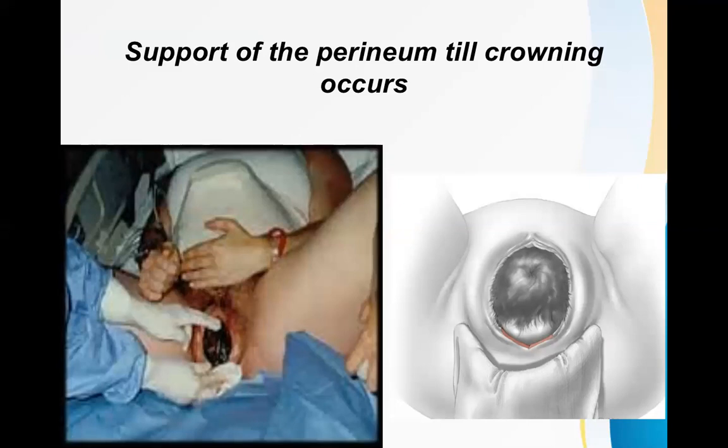Now, let me combine these two answers together, and the complete answer would be there. The head or the presenting part is visible from outside. Okay, that means it has already crossed. Remember, it has already crossed the pelvic cavity. That's how it is visible outside. And the important point, in between the uterine contraction, it doesn't recede backward. It doesn't go inside, even if the lady is not pushing. This is known as crowning. And when crowning occurs, within a short period of time, the baby will be delivered.